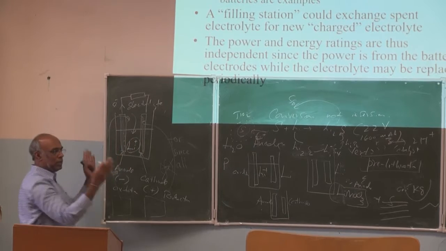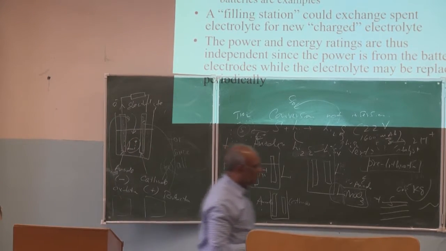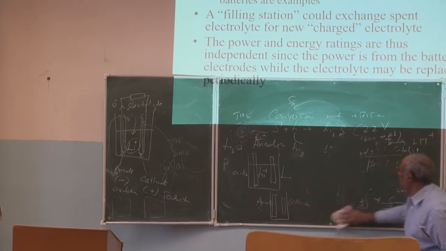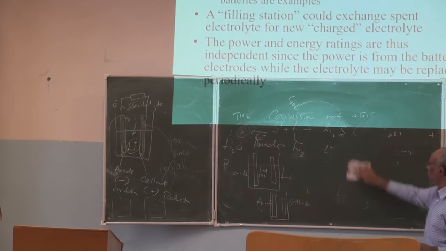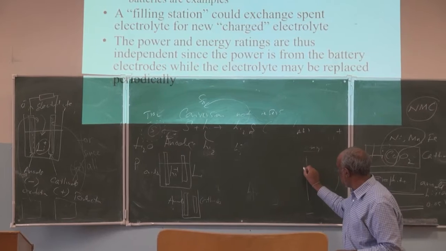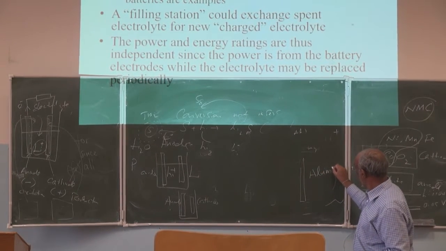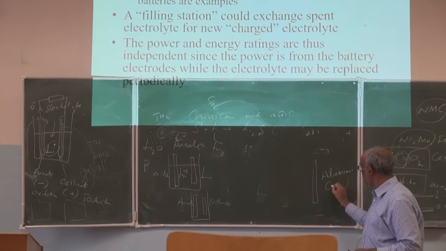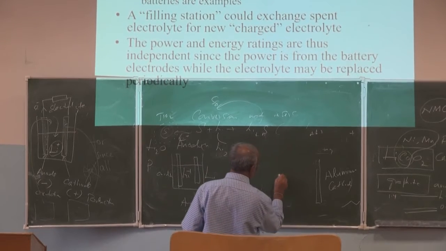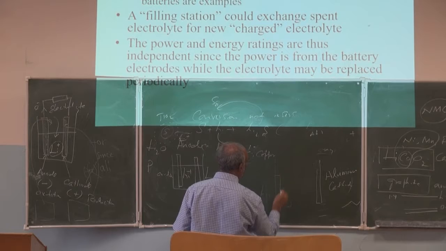So here you have only two current collectors. Remember, when you make a battery, typically you have to have a conductor to take the current out. So usually we use aluminum for the cathode and copper for the anode.